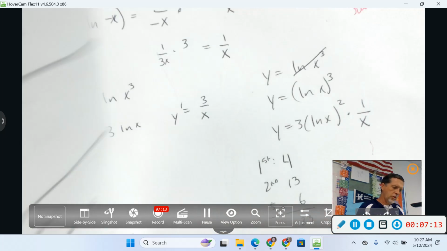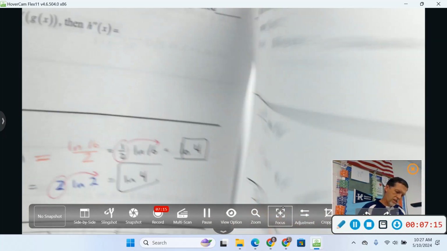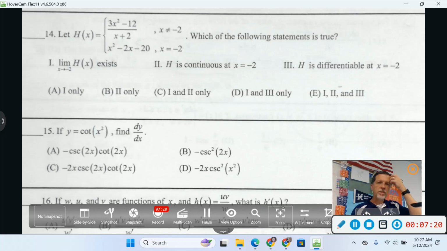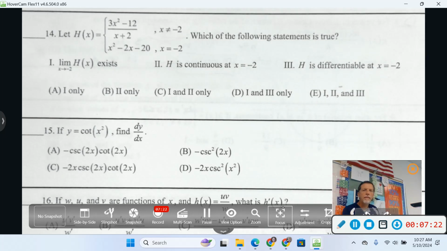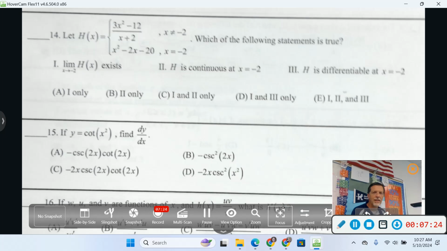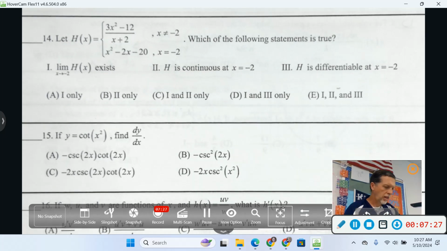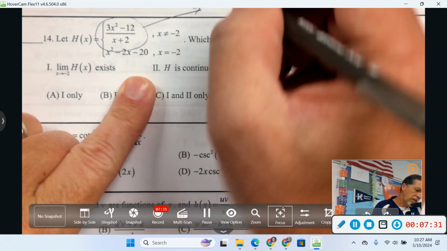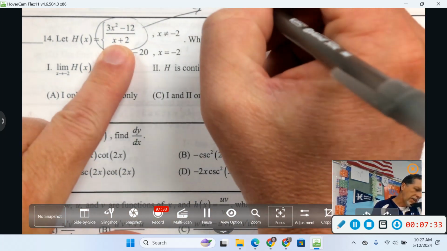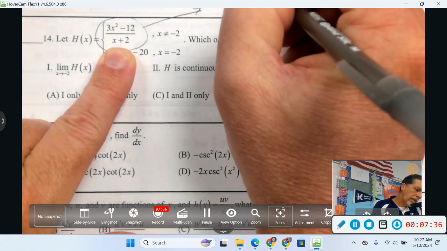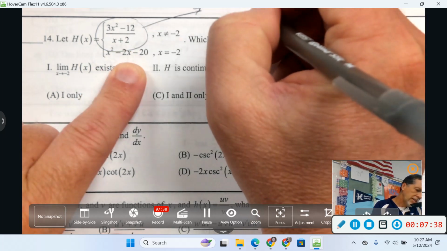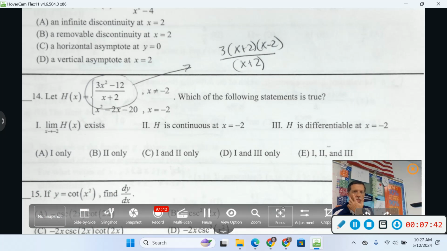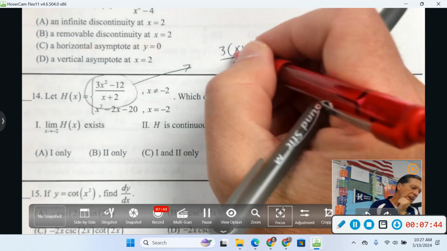Number 14. Which of the following statements is true? Okay, so something weird is going on at negative 2. Let's look at this piece first. I'm going to factor out a 3, then factor what's left. And then the x plus 2's cancel. So that takes care of the hole.